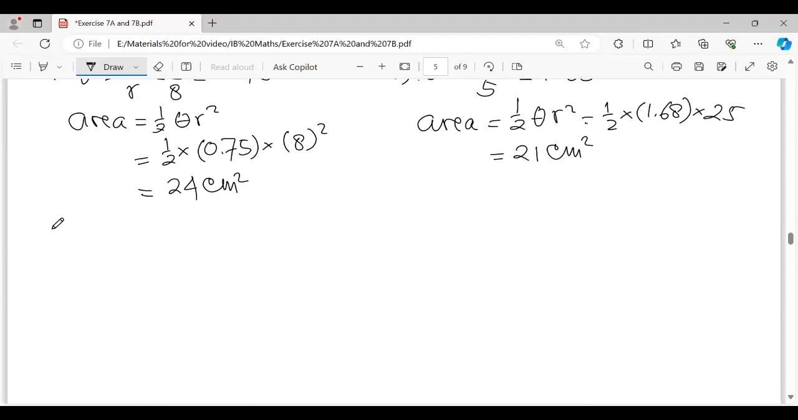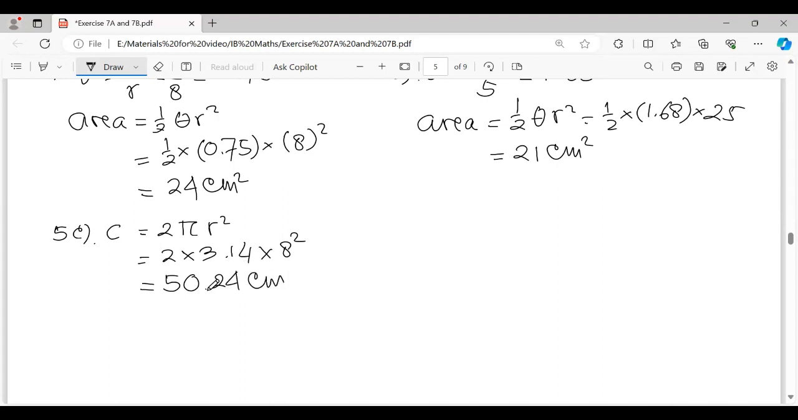Here, you have to find the circumference of the circle: 2 pi r equals 2 times 3.14 times 8. It becomes 50.24 centimeters. Ah, sorry, not 2 pi squared, it's 2 pi r. There's no square.